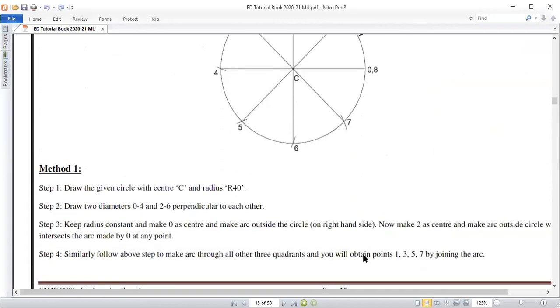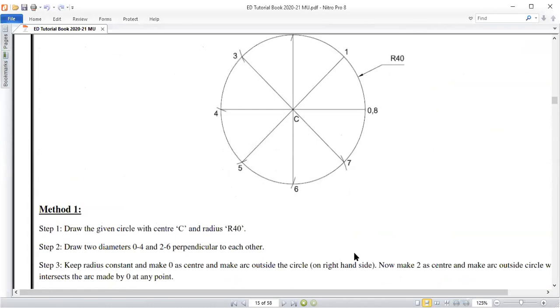There is a method to draw this circle. Step number 1, draw the given circle with center C. So here is the point C as a center. 40 mm again is the radius of the circle, and draw the circle first. Then draw two diameters 0,4 and 2,6. So here it is the horizontal line, and there is one vertical line, as we are doing every time.